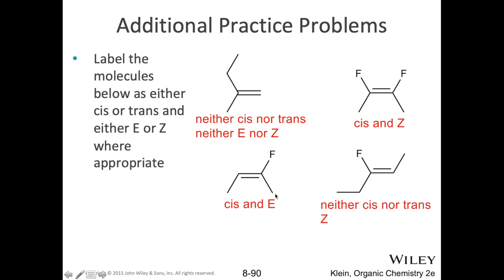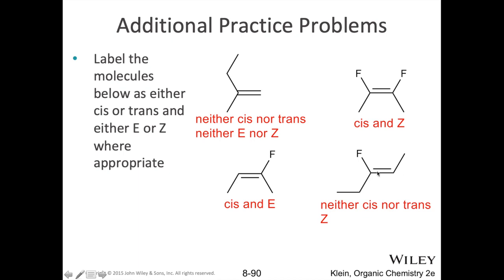Okay, but if we were using EZ notation, this methyl group has higher priority over this hydrogen that's not shown, and this fluorine has a higher priority than this methyl group. Since the fluorine and this methyl group are apart from each other, that's the E notation.